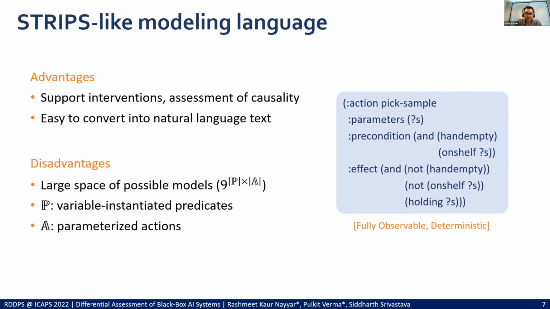But one of the major problems is that there are too many such models possible given a set of predicates and actions. So it can get very difficult to predict what portions of these models have changed based on a few sparse observations. But before I talk about that, I'll first show what we mean by a change in the model.